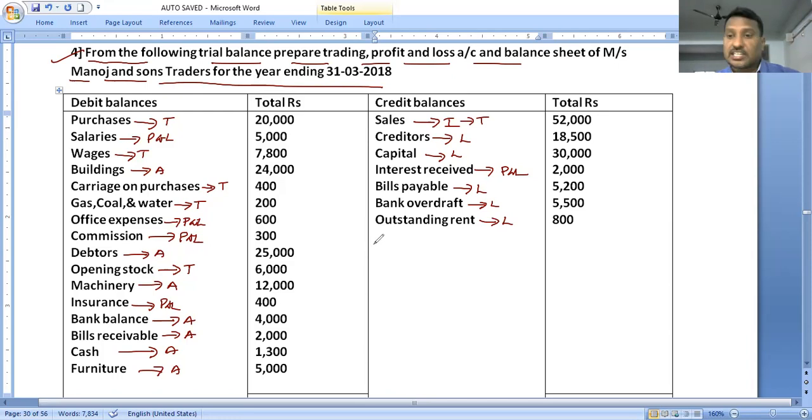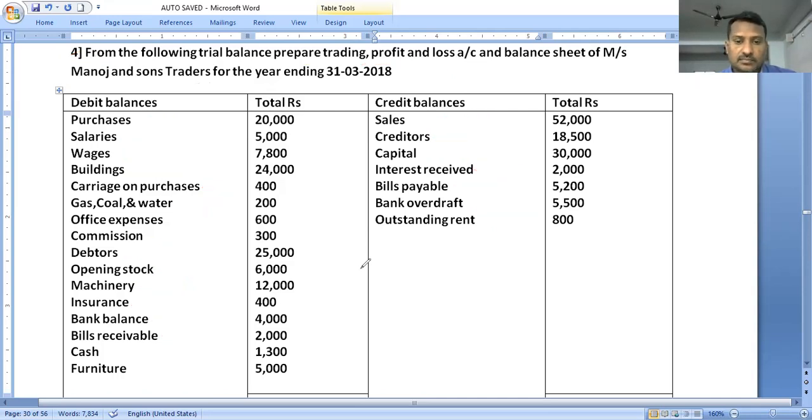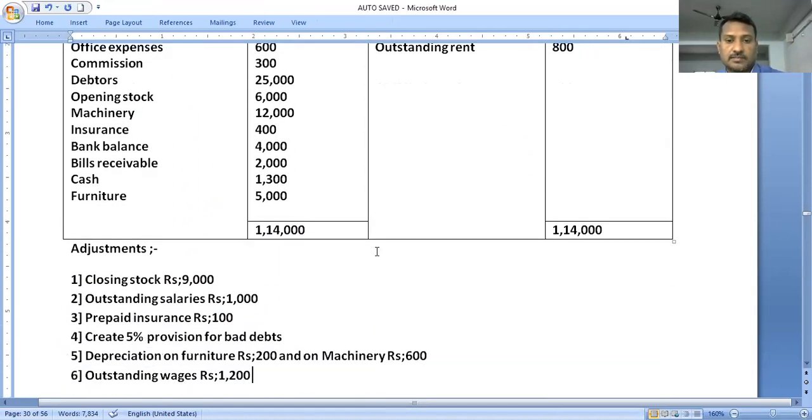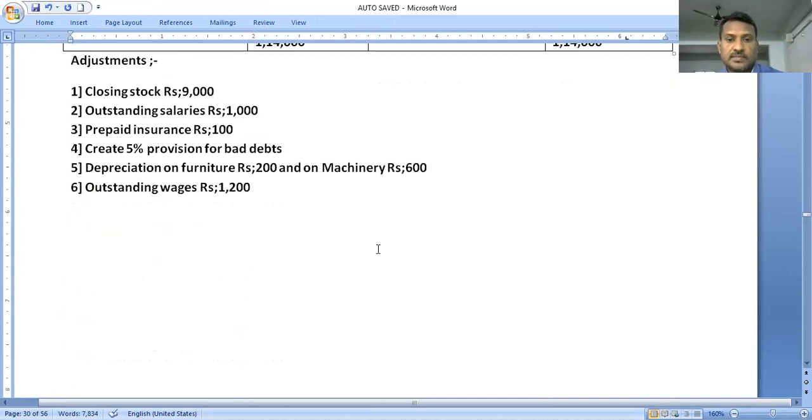Okay, my dear students, let's move to the adjustments now. The adjustments affect the final accounts twice. Every adjustment is affected twice in the final accounts. Let's see.